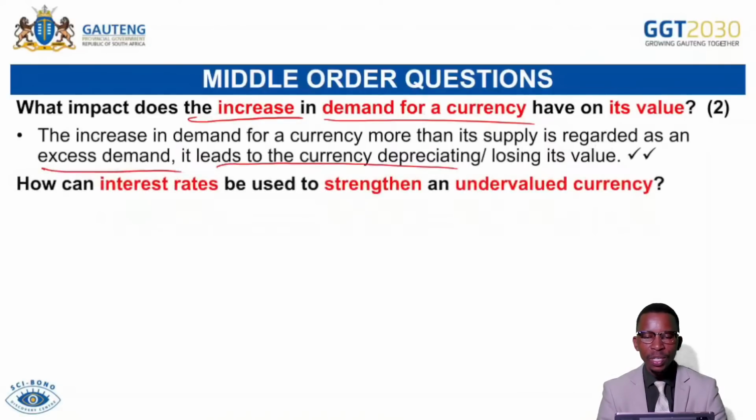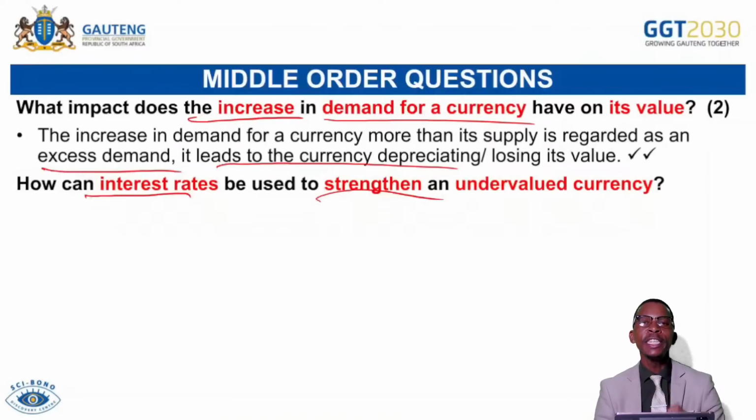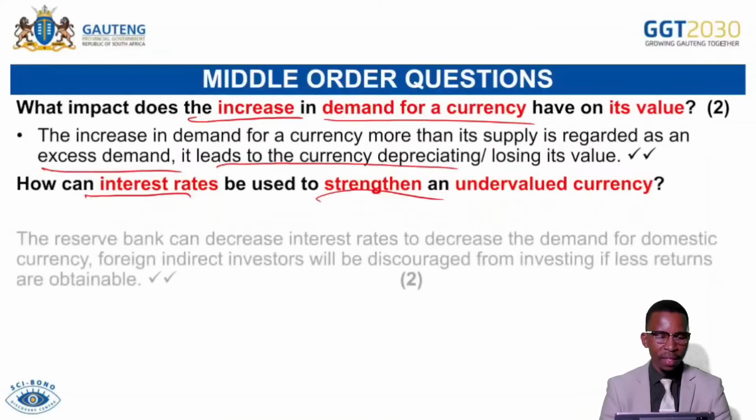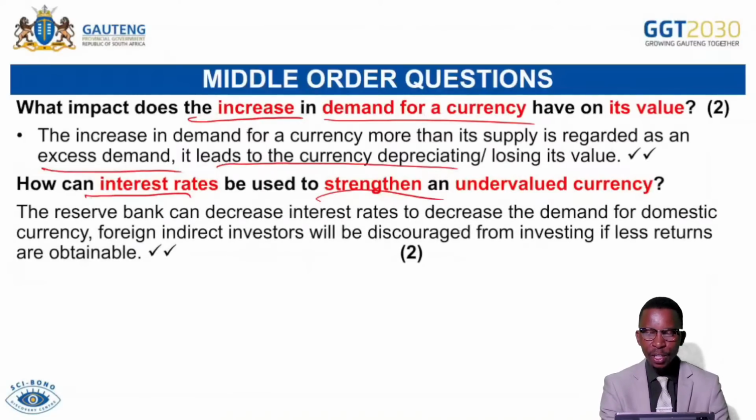How can interest rate be used to strengthen an undervalued currency? So that's the Reserve Bank intervening. You must understand interest rate. How can it be used to make our currency stronger if our currency is undervalued? Remember, if the currency is undervalued, it is weaker than expected. And then the Reserve Bank can increase interest rate to increase the demand for domestic currency. Indirect investors, those investing in portfolio investment, will be encouraged to invest if higher returns are obtainable. If they know that as they invest in buying shares in South Africa they will be getting more returns, then they are going to demand our currency by investing in South Africa.